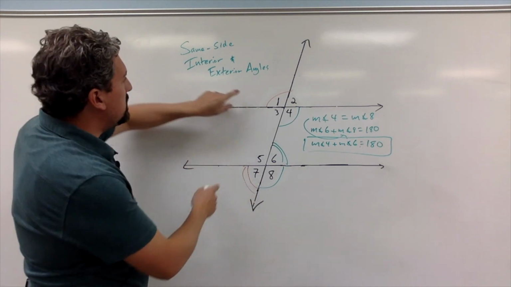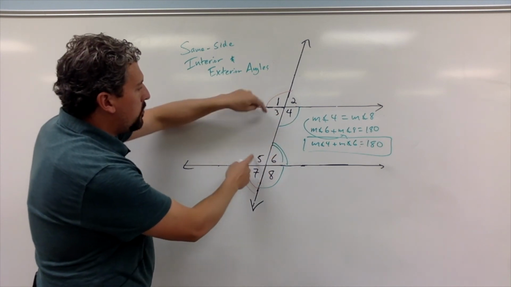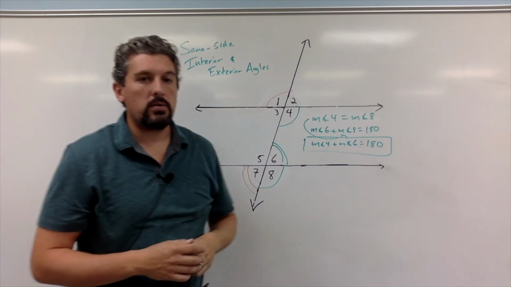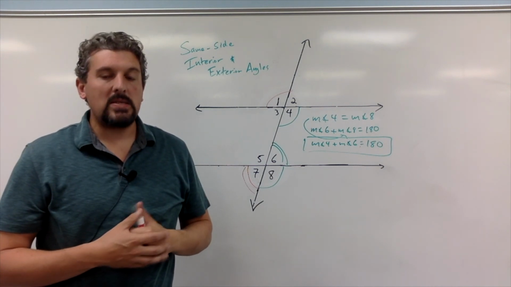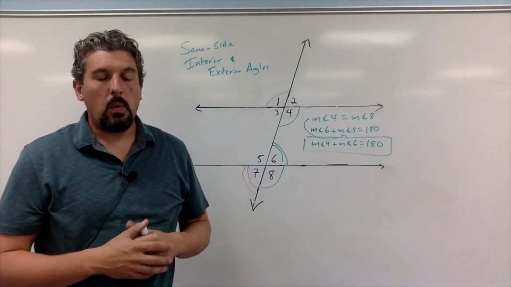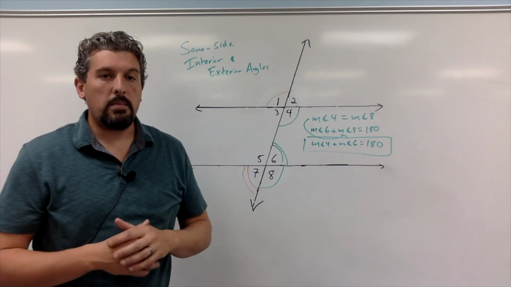This would be our same side exterior angles outside of the parallel lines, while 4 and 6, or 3 and 5, would be same side interior angles. The same side relationships will always be supplementary. They sum to 180 degrees, while the alternate relationships we talked about previously, well, they're equal to each other in measure. They're congruent.